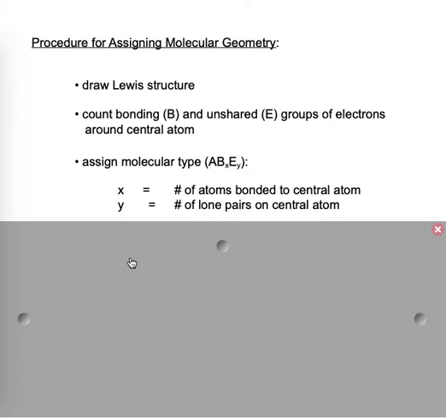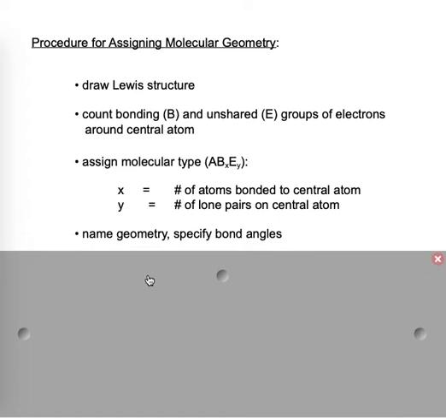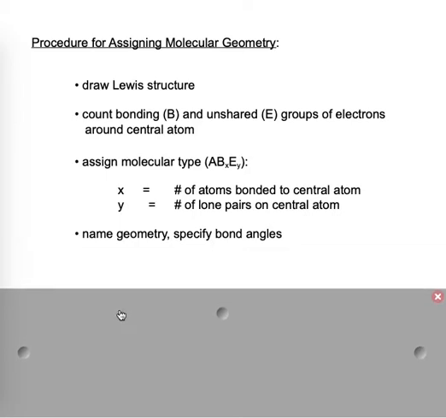A, B sub x, E sub y, where x represents the number of atoms bonded to the central atom, that would be the bonding groups of electrons. Y represents the number of lone pairs on the central atom. Then, based on getting those groups of electrons as far apart from each other as possible to minimize repulsion, you name the geometry and specify the bond angles. So let's systematically work our way from simpler to more complex molecules.